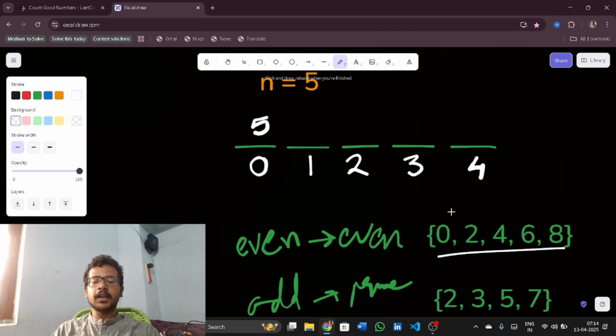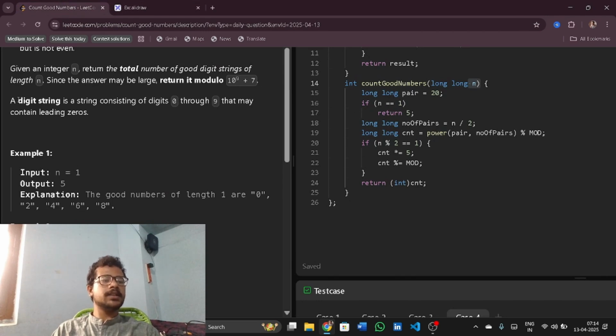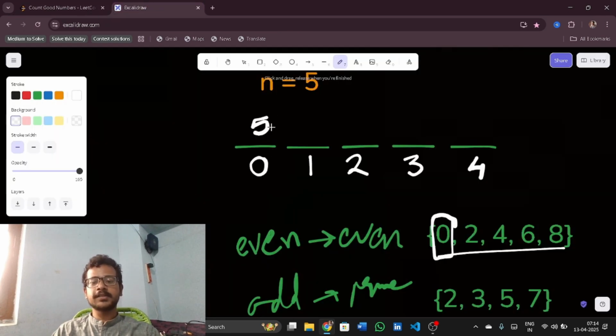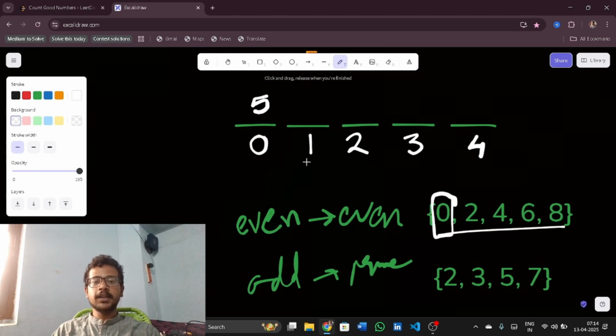You might ask how we can say 5 ways are there, because you have a 0 here. But as they mentioned, a digit string consists of digits 0 through 9 and may contain leading zeros, so I can also place a 0 here. Index 1 is an odd index. At an odd index we need to place a prime, and we have only 4 prime numbers. So 4 here, then at index 2, 5, then 4, and then 5.